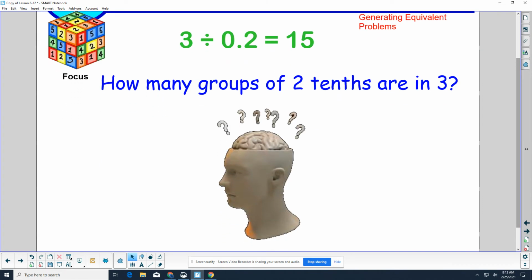So how many groups of 2/10 are in 3? Well, based on our quotient and our division, we know there are 15 groups of 2/10 in 3. So if I had 3 packages of something and I wanted to split it into 2/10 portions, I would know that I could do that 15 times.